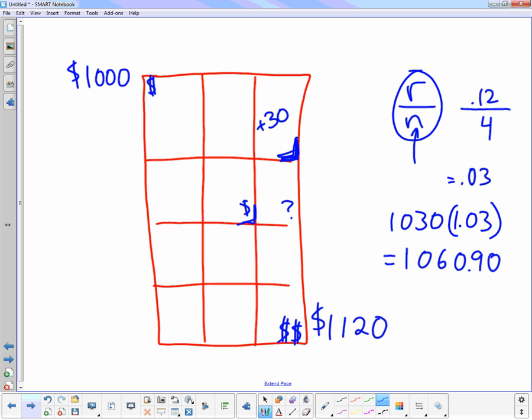Now, if you're getting $30 and $30, we wouldn't get this extra 90 cents, which I know is very small. But when we're talking about many years, then that 90 cents actually matters. It adds up quick.